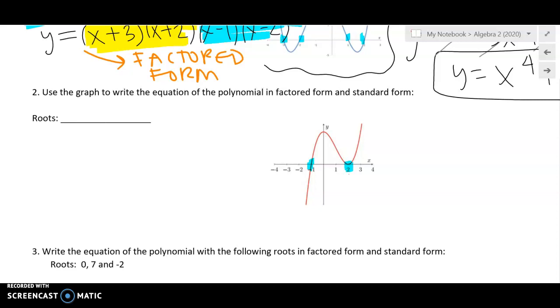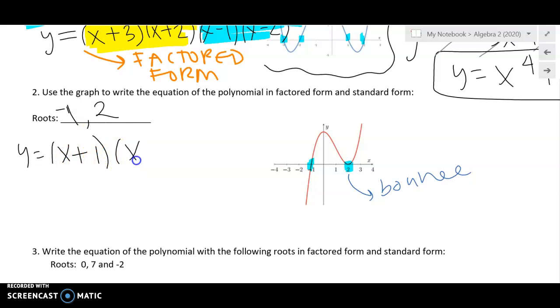The one spot is special because do you see where I put an arrow? That spot has a bounce. So when I write this, my first root is at negative 1, and my other root is at 2. So I'm going to do x plus 1, right? I switch it. And then I do x minus 2. But since there's a bounce, it gets a little exponent of 2. So this right here is factored form.